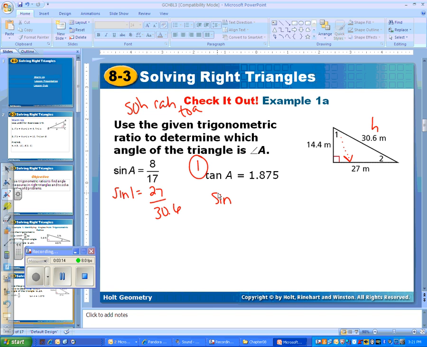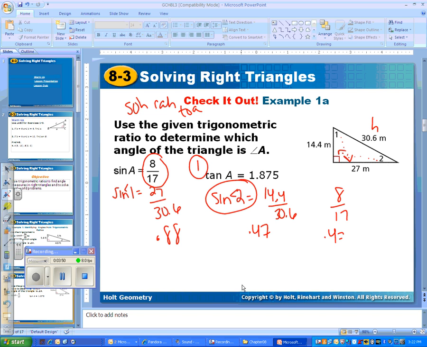If I wanted to see if it was angle 2, I'm going to put an angle mark because it looks weird to me. Okay, so sine of angle 2, this time the opposite side is 14.4 over the hypotenuse, which is still 30.6. And we want it to be 8 over 17. So you're going to pop those 3 into your calculator. 27 divided by 30.6 is 0.88. 14.4 divided by 30.6 is 0.47. And 8 divided by 17 is 0.47. So what that means is that angle 2, again, is angle A. So angle A has to be here in order for this trig function to work.